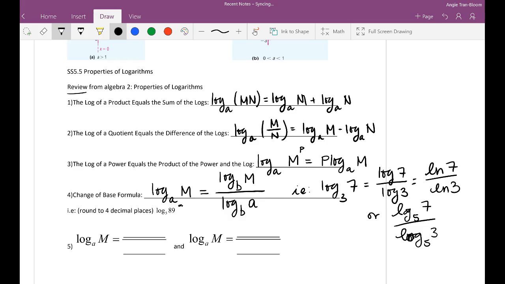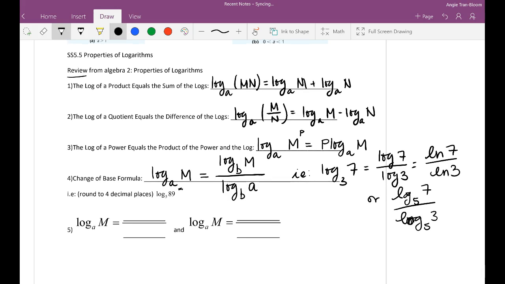Notice how I can change to any base I want as long as the ratio uses the same new base. So this b right here has to be the same for all of them, if you can see. So if they're both natural log, you keep natural log. If they're both common log, you use common log. And then this 7 has to be from here, and this 3 right here has to be from here.